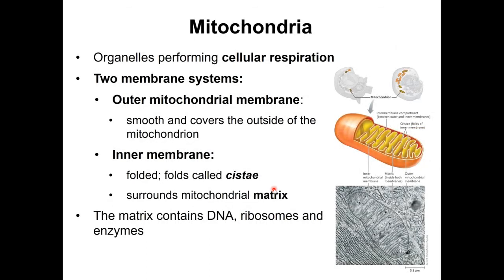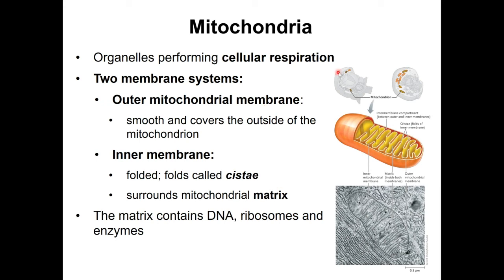Another organelle that you find in eukaryotic cells are mitochondria. We'll talk about them in more detail when we talk about cellular respiration. But as you know, these are important organelles to basically do the oxidative part of cellular respiration.